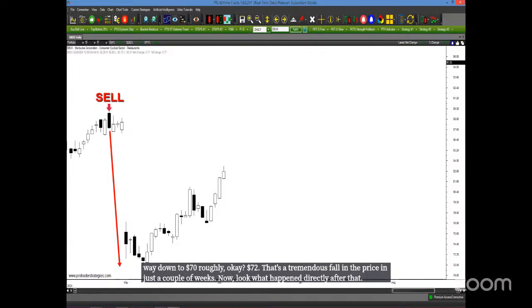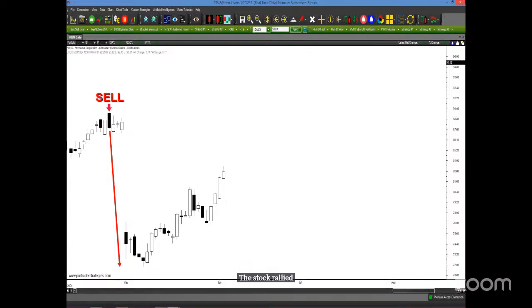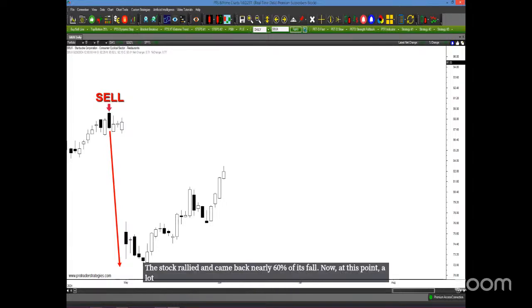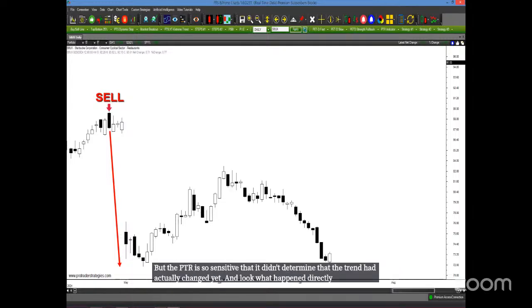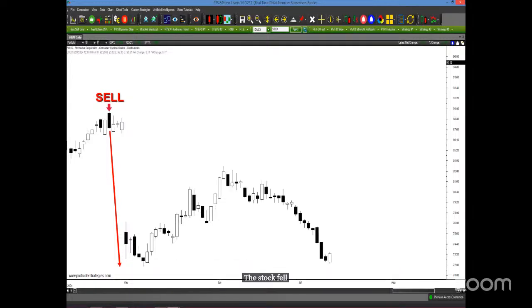The stock rallied and came back nearly 60% of its fall. Now, at this point, a lot of traders would say, well, how come it didn't generate a trend change? Remember, it doesn't generate a trend change on each and every setup or swing, but the PTR is so sensitive that it didn't determine that the trend had actually changed yet. And look what happened directly after that. The stock fell out of bed again, and now it's getting at or near short-term lows.